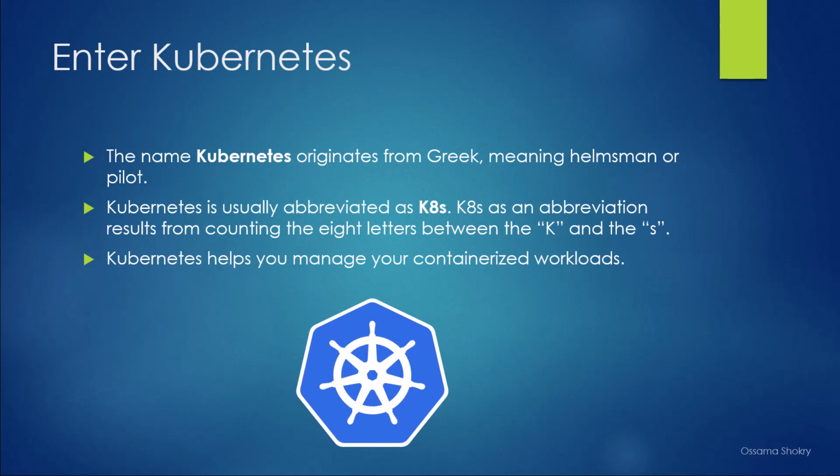Enter Kubernetes. The name Kubernetes originates from Greek, meaning helmsman or pilot. Kubernetes is usually abbreviated as K8s. K8s as an abbreviation results from counting the 8 letters between the K and the S. Kubernetes helps you manage your containerized workloads. We will see what that means in a moment, but let's first start with an example application.